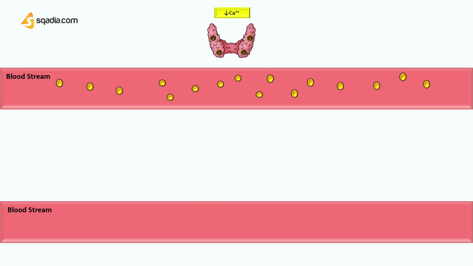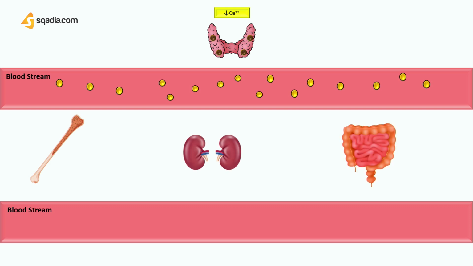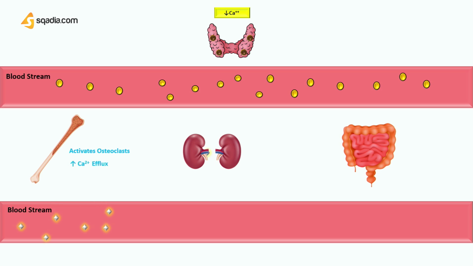Now, if you recall, this parathormone will act on three parts of our body, which were our bones, our kidneys, and our gastrointestinal tract. On the bones, it will basically activate the osteoclasts and increase the bone resorption. At the same time, the membrane permeability for the calcium will be increased. Both of these things will result in the release of calcium to the blood. Along with that, the phosphate will be reabsorbed into the bone.